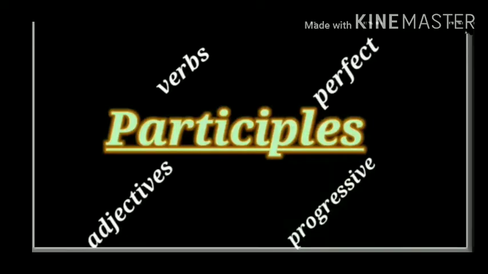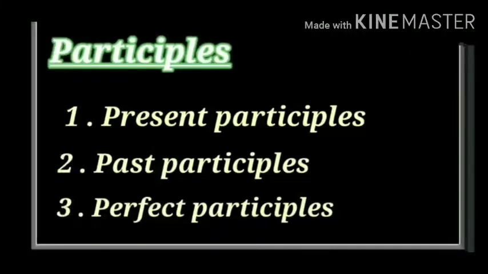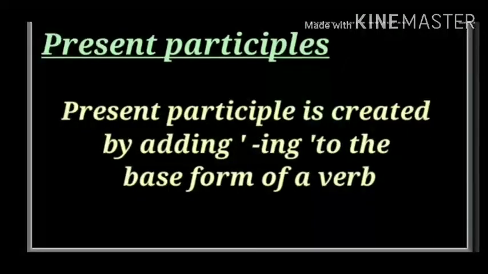Now the third kind of non-finite verb is participle. Participle acts as verbs, participle acts as adjectives, as perfect and as progressive also. So we have three types of participle. First is present participle, second is past participle and third is perfect participle. First I am going to explain about present participle.